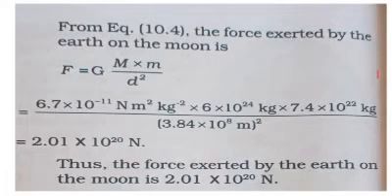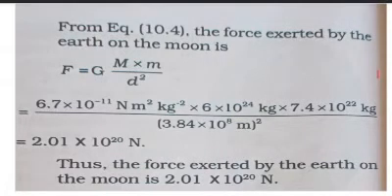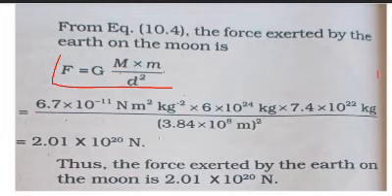Here we have the formula. We have studied it earlier, the important formula. Now substitute the values. We know the value of G, we know M and d square. Substitute the terms and you will get the answer. So the force exerted by earth on the moon is 2.01 into 10 power 20 Newton.